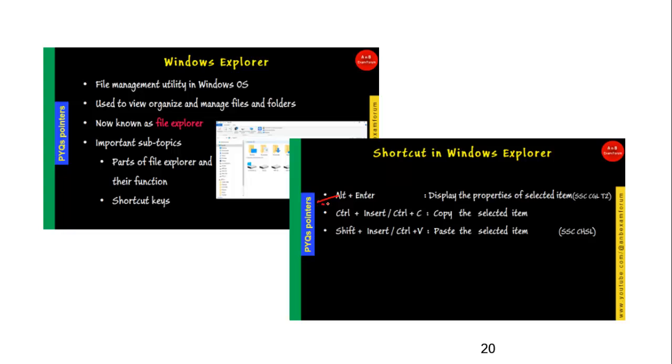We have already seen that Alt plus Enter is used to display the properties of the selected item, whereas Control C and Control V are common keys. In fact, they are used in Windows Explorer also for copying and pasting, but you should also know this shortcut: Shift and Insert is used to paste the selected item, and this pointer was asked in SSC CHSL.